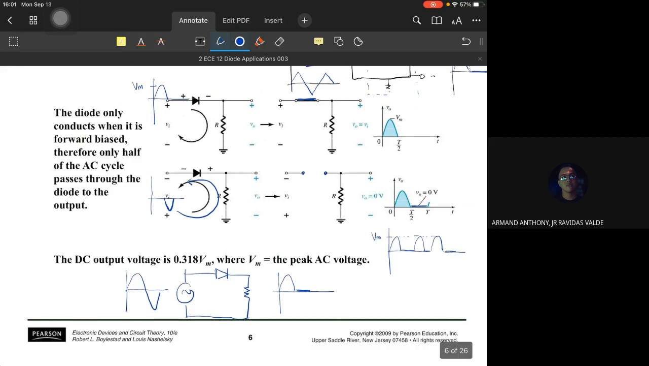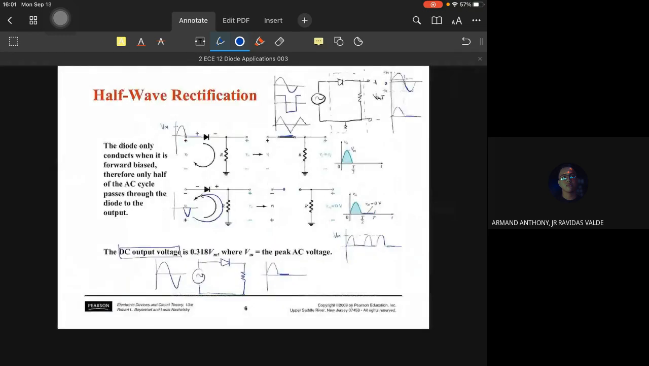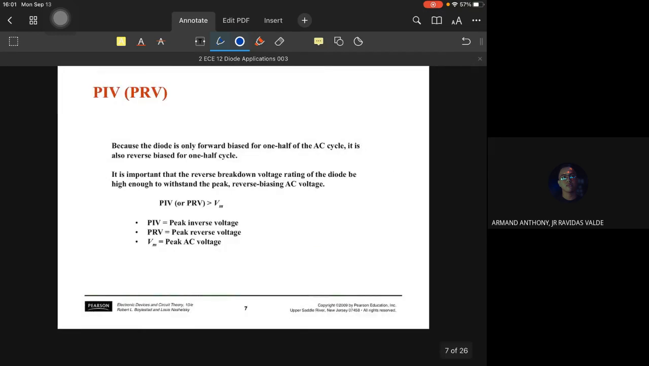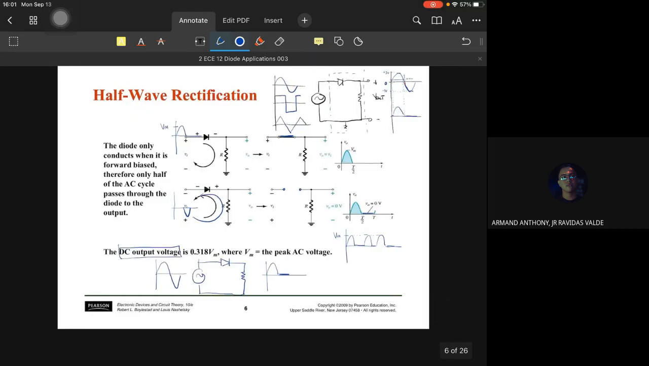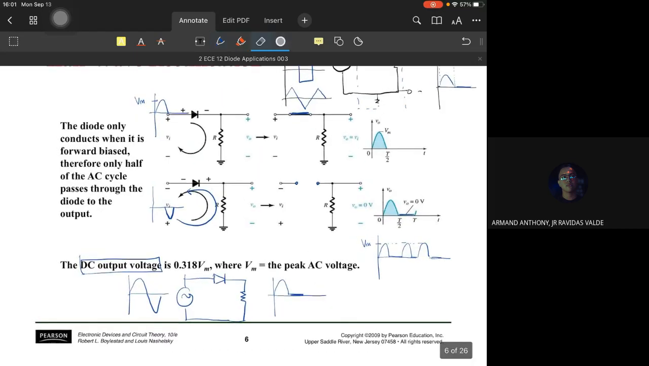Now, what is this? What is this DC output voltage? We'll do it now. What is this DC output voltage? So the formula for the DC output voltage is this one, 0.318 VM.